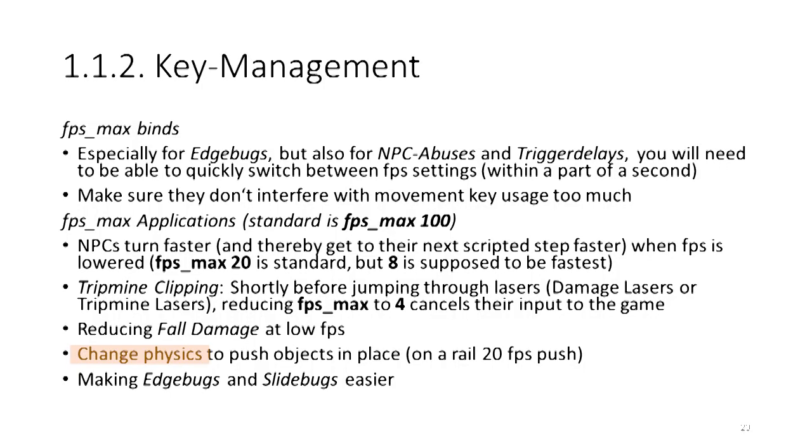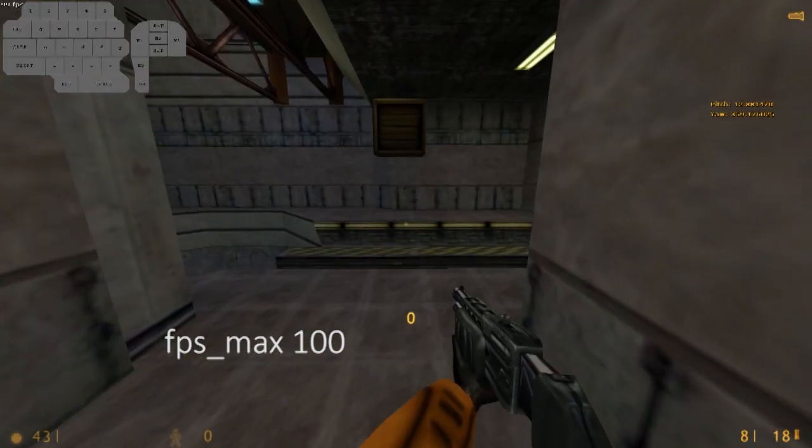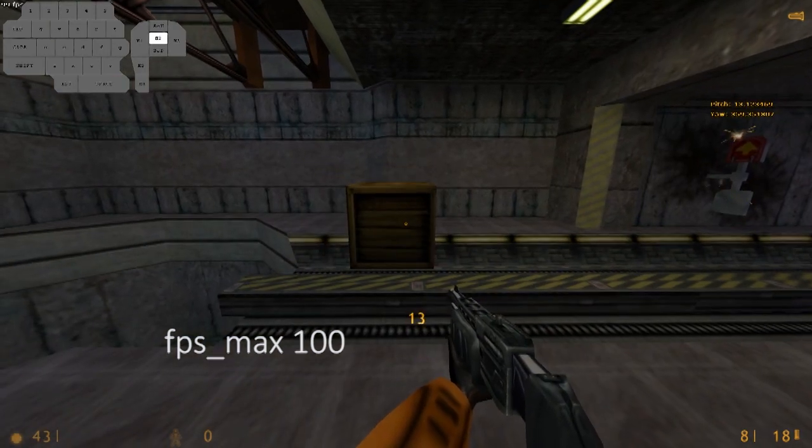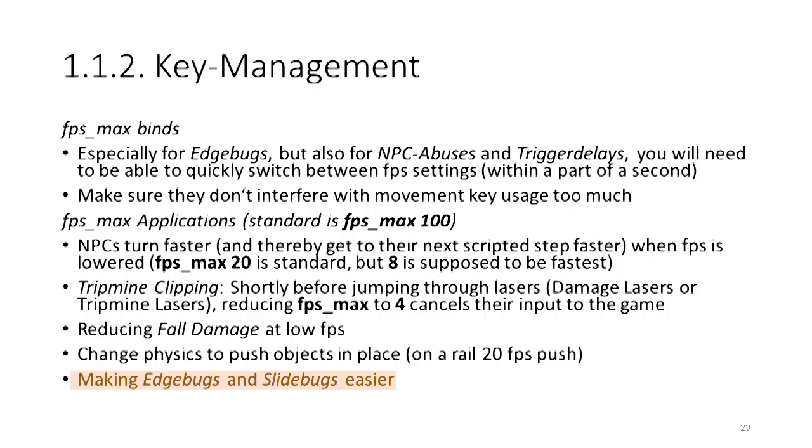You can also change physics of objects when you push them. That way you can adjust your FPS considering the object and the distance you want to push it. And of course, lowering FPS max settings to lower values makes edge bugs and slide bugs much easier.